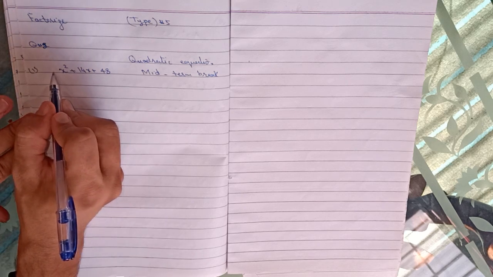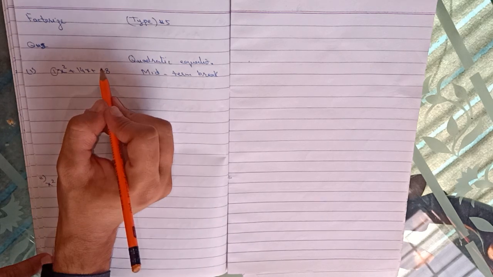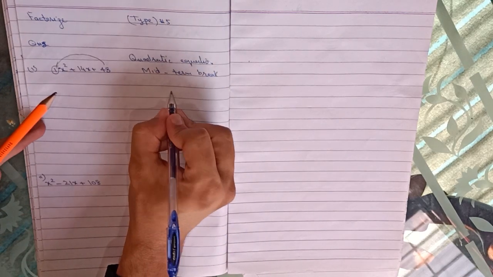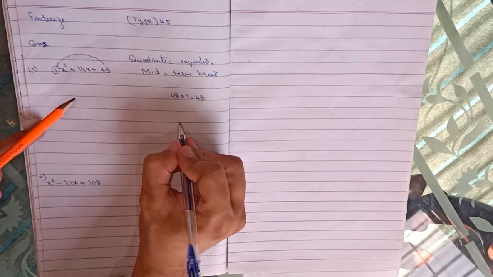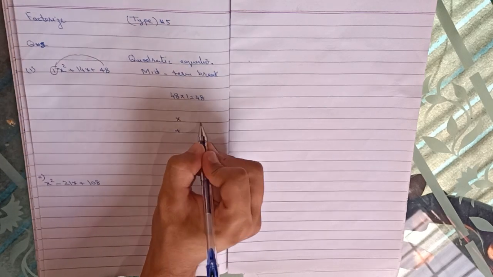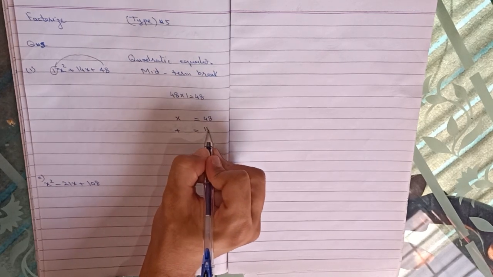Students, what you will see in this expression, see what is the coefficient of x square. X square has coefficient 1. You simply multiply the constant with the coefficient of x square. 48 multiplied by 1 is 48. Now students, after multiplying, you need to keep in mind the table of 48.